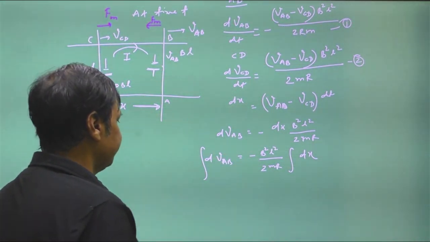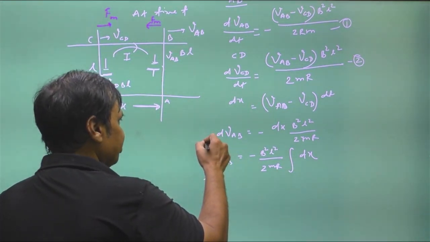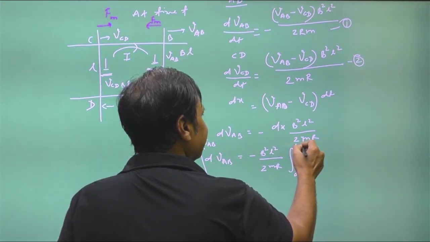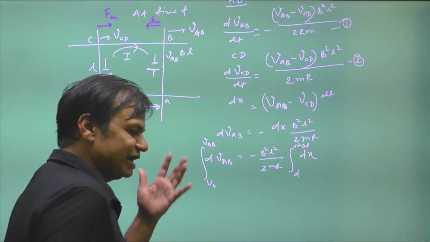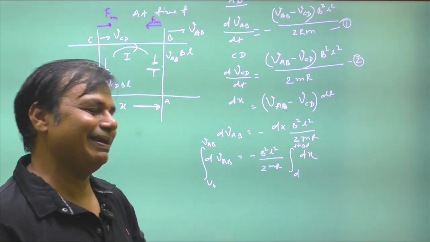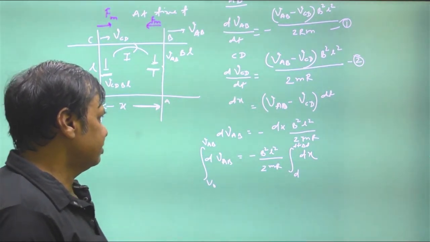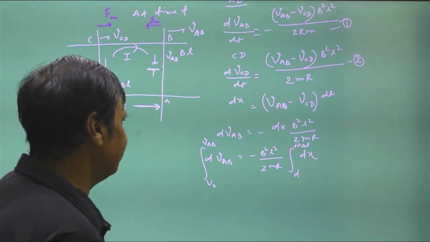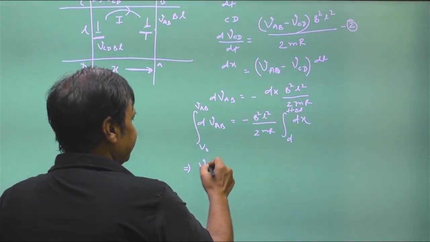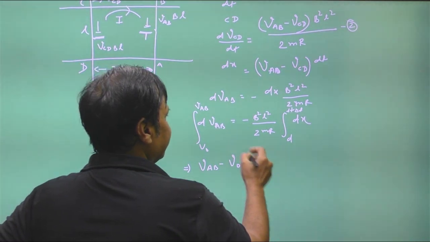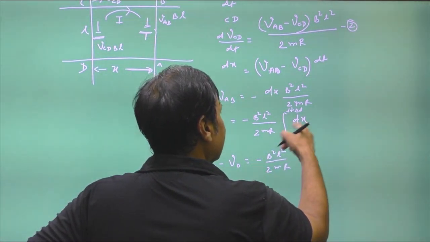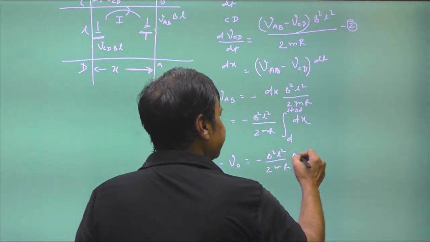And VAB, its velocity was V naught initially, and then now at this moment its velocity is VAB. And x was initially d, now it has become d plus delta d. I don't know what is the exact value of x, but initially it was given d. So I can write a moment later as d plus delta d, or something like that. We need to find only delta d, so I have got a result that VAB minus V naught from left side equals minus B square L square upon 2mR, and this thing is delta d only.